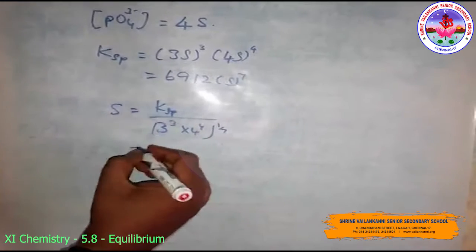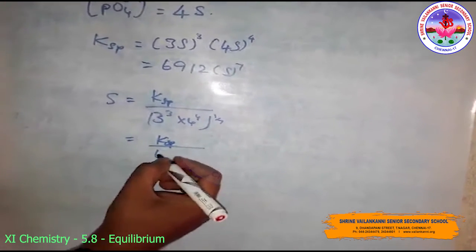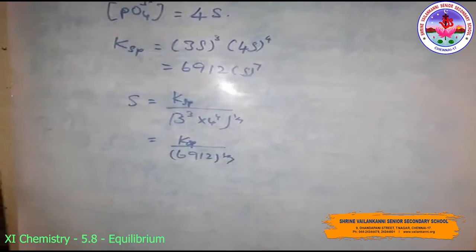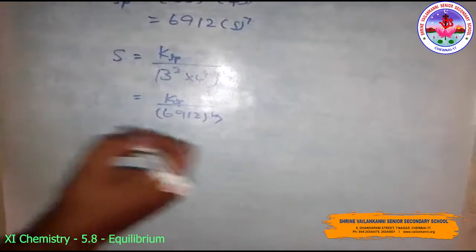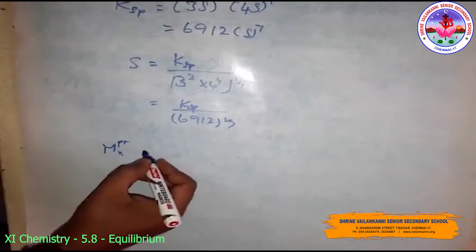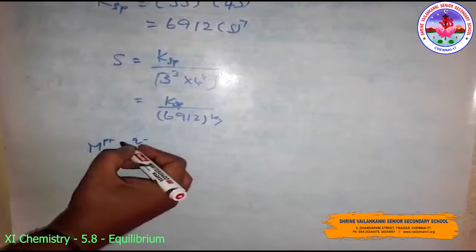So it will become what? Ksp divided by 6912, power 1 by 7. So a solid salt of the general formula, that is MxXy, that is M^p+ and X^q-.